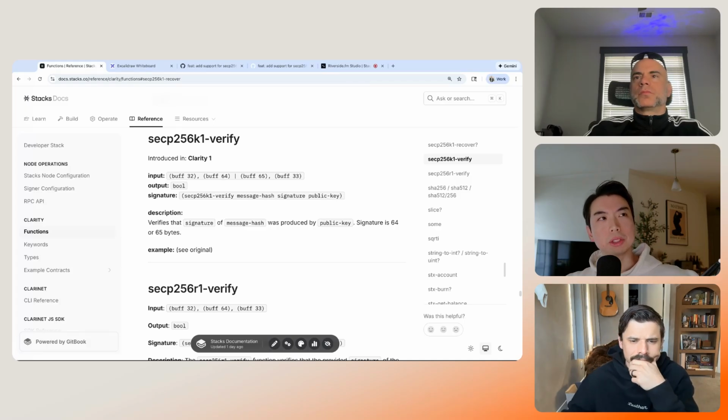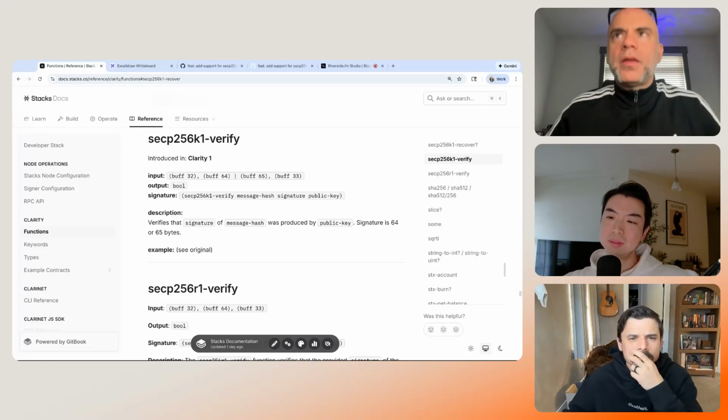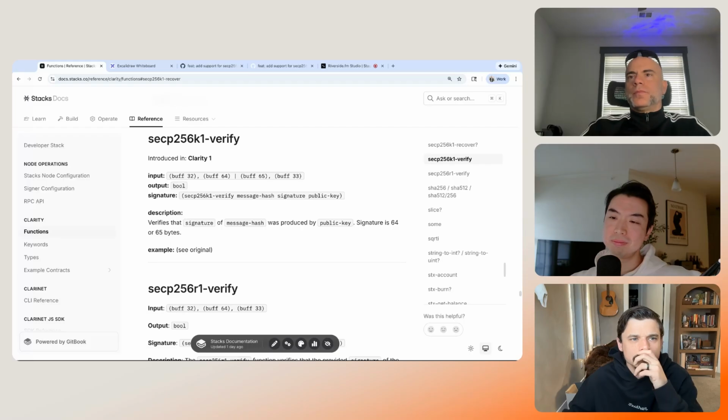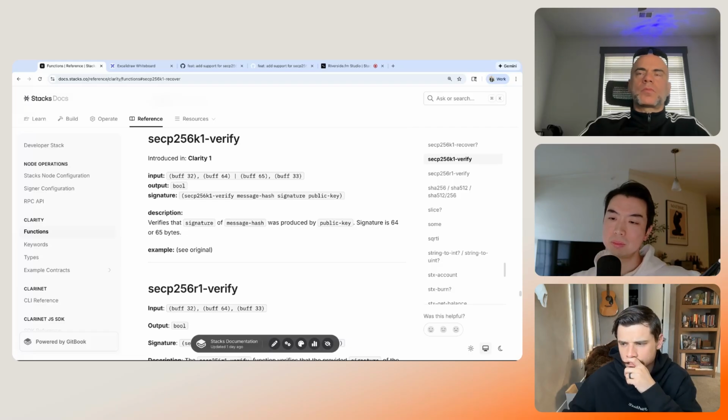To wrap up this R1 versus K1 segment, as a cryptographer, do you have a special curve that you have a high interest in, or is there a curve out there that you admire the most? So I have always loved the K1 curve. I love it because of the simplicity of the arguments, because of the speed of execution, and because of the very fast implementation in Bitcoin.